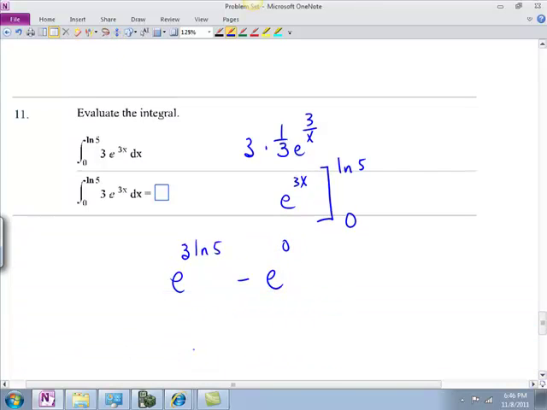And you're going to be doing that one on your calculator. You should be able to. Second ln will get you the e. And so you should get 125 minus 1, which is 124.